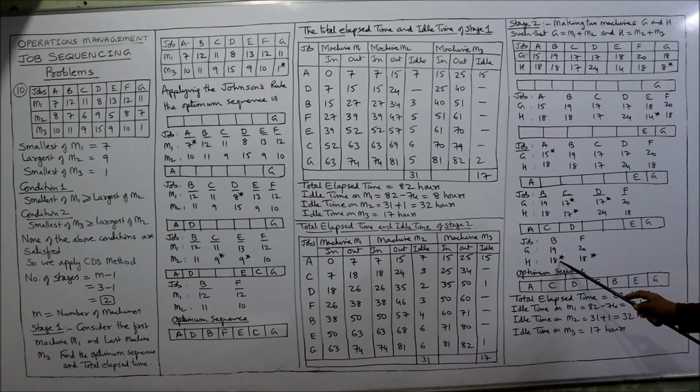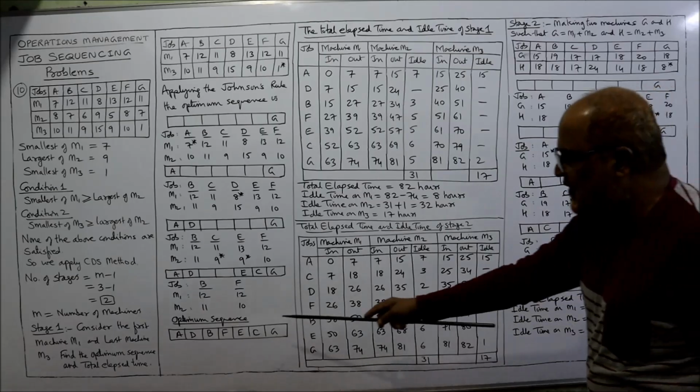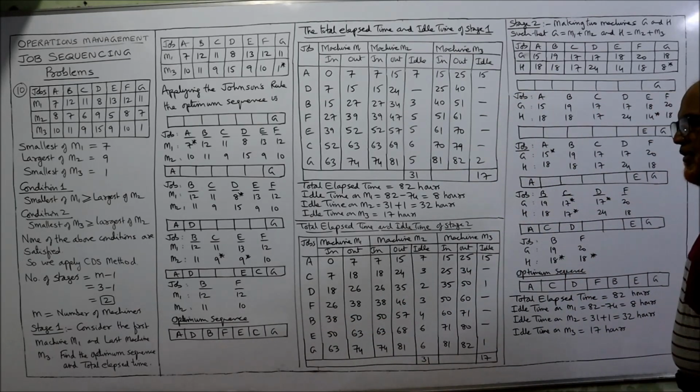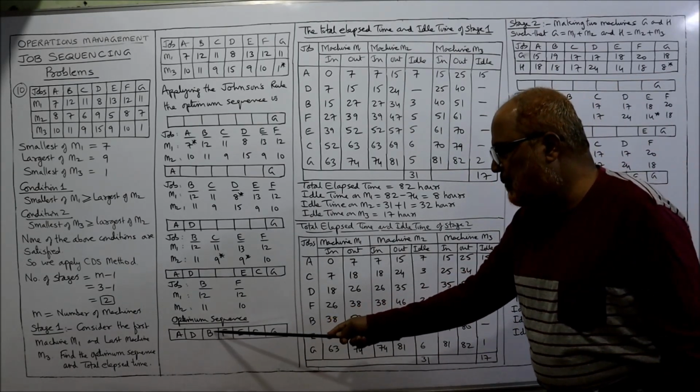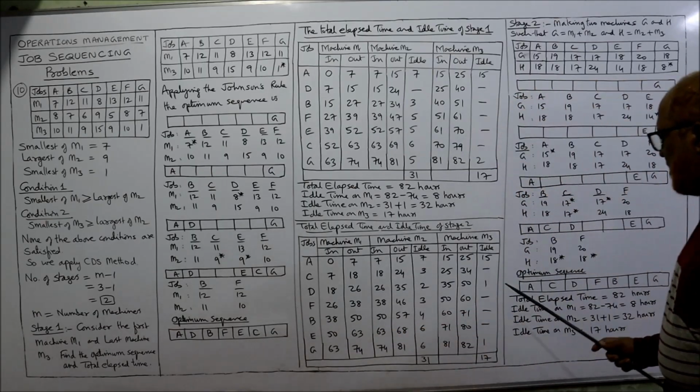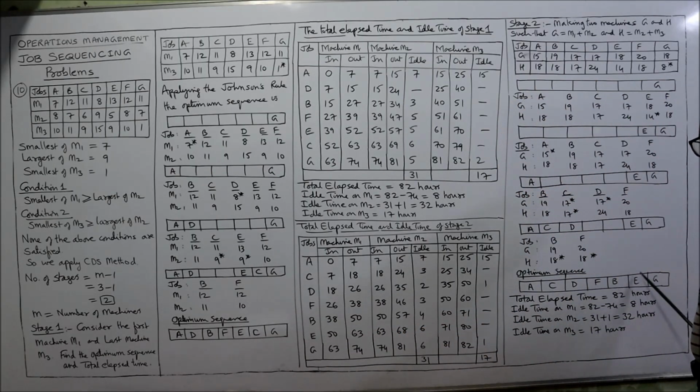The minimum time is 18, on the second machine, so we will assign from the right. Right side E, G. Before E, we assign B. And the remaining cell F. So A, C, D, F, B, E, G. This sequence is different from the first stage sequence. First stage sequence is A, D, B, F, E, C, G. Here A, C, D, F, B, E, G.